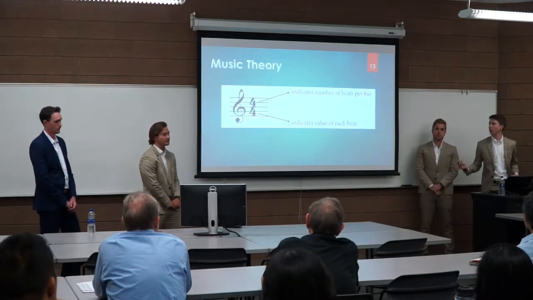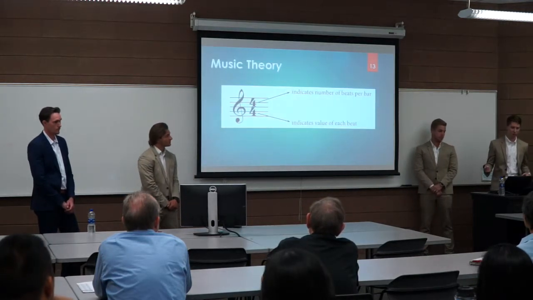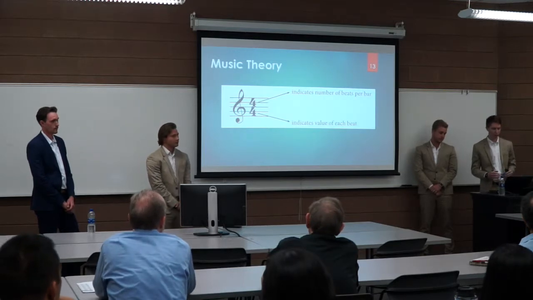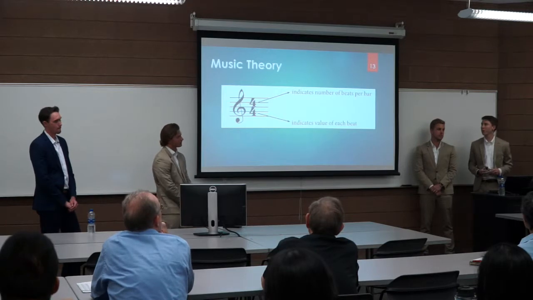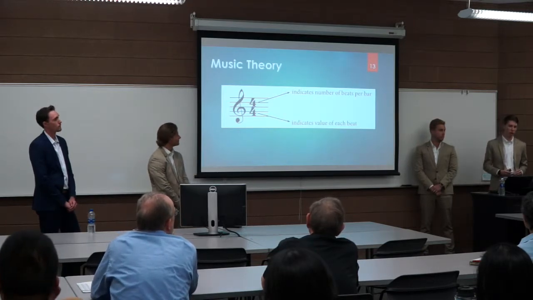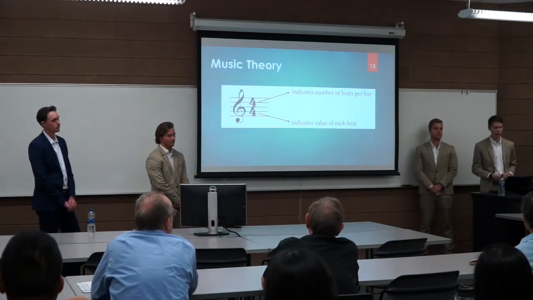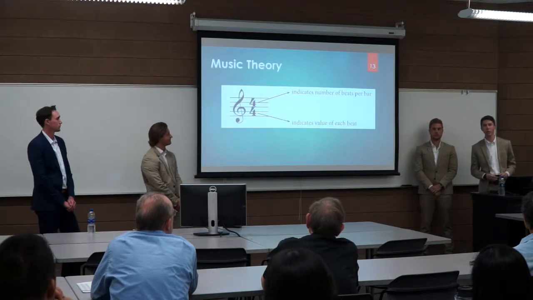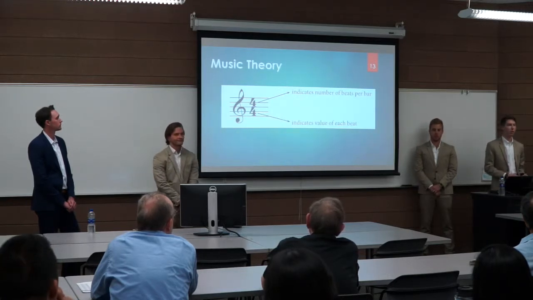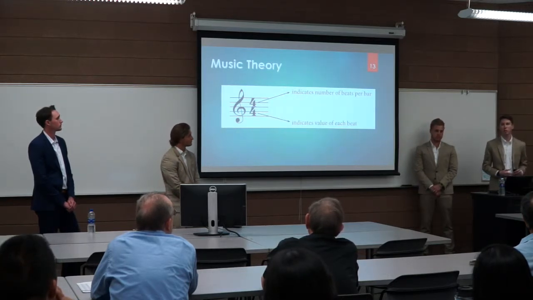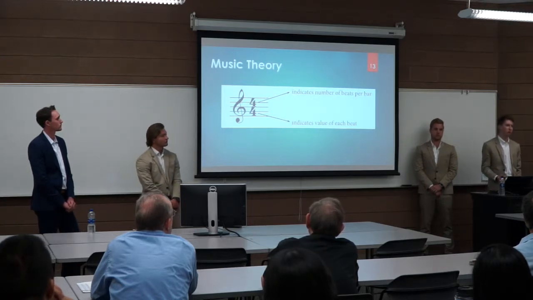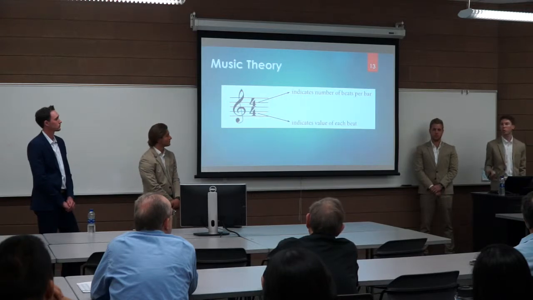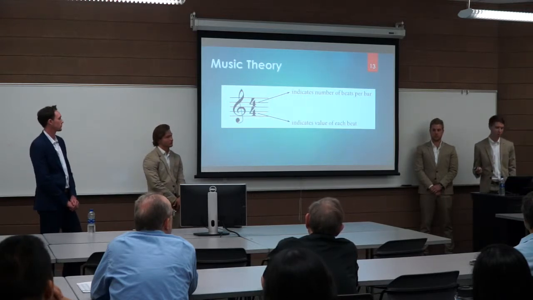As you can see here, we have a picture of a measure indicated with both our upper and lower time signature. The top indicates the number of beats per measure, or bar, depending on your phraseology, and the bottom indicates the value of each beat. For our project specifically, we only needed to worry about the upper time signature since we're dealing with simple rhythms, but if we were to continue this project, we would also need the lower time signature, which is why we've added it to the UI.